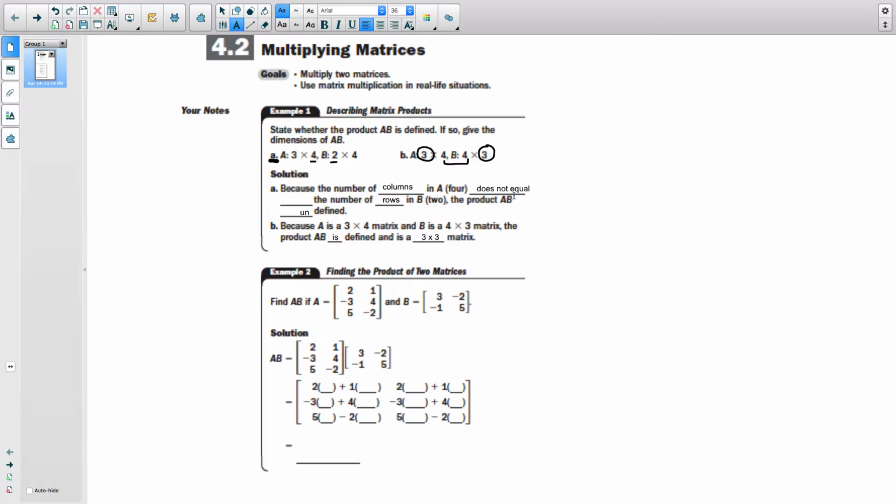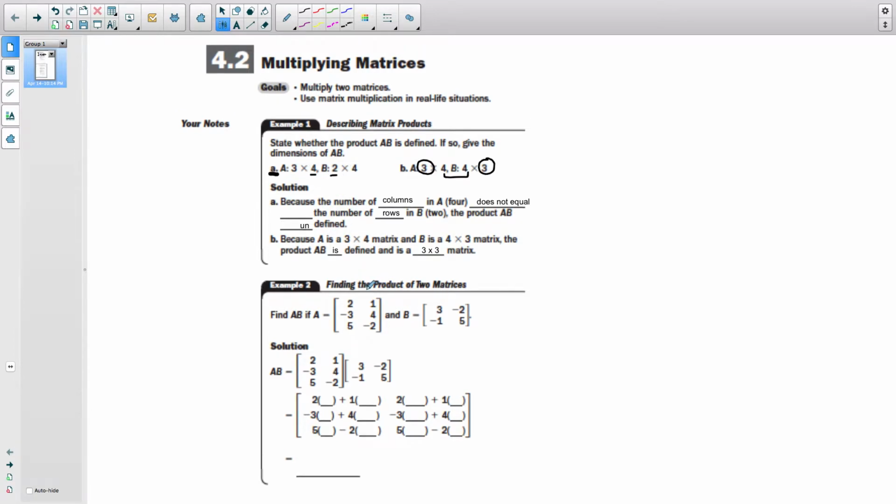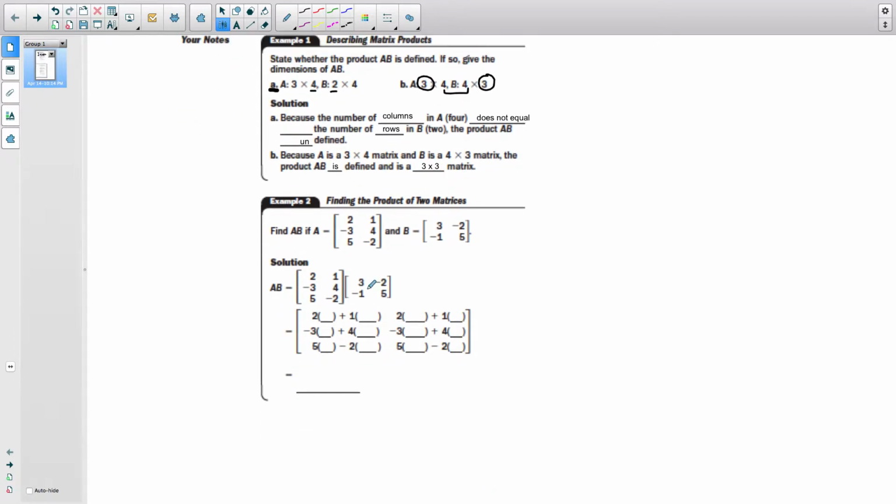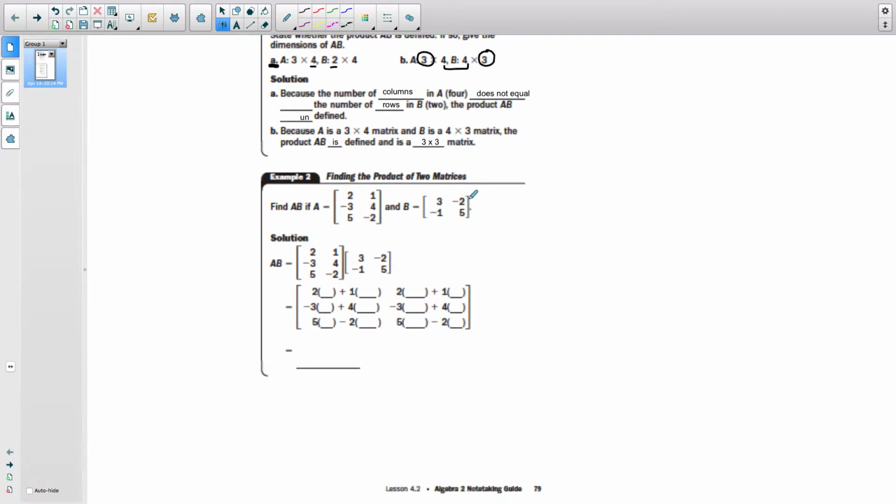Now we're going to talk about how you actually multiply them. Let's take a look at the next example. It says find AB if A equals 2, 1, negative 3, 4, 5, negative 2, and B equals 3, negative 2, negative 1, 5.